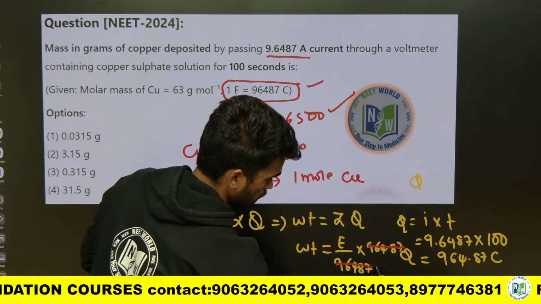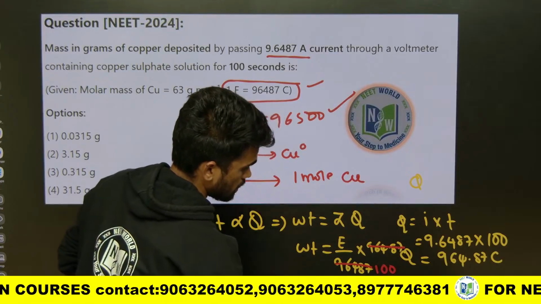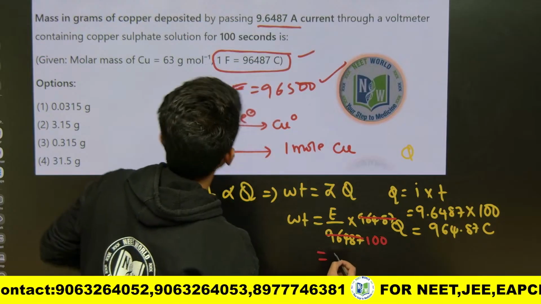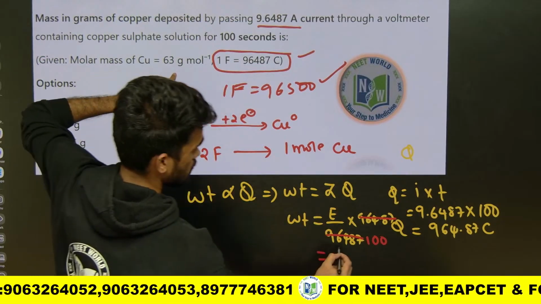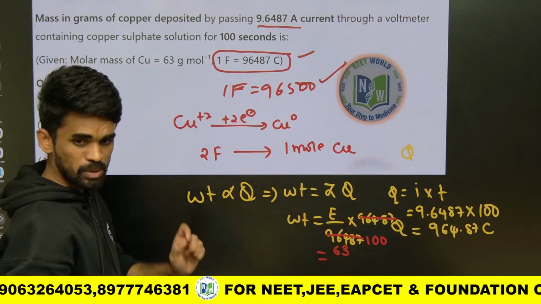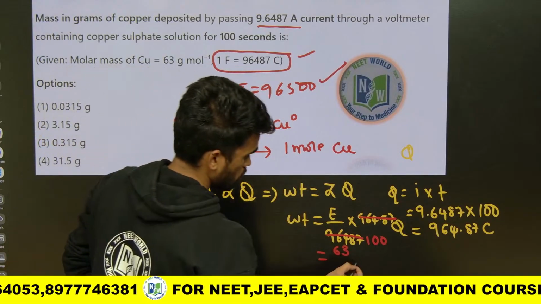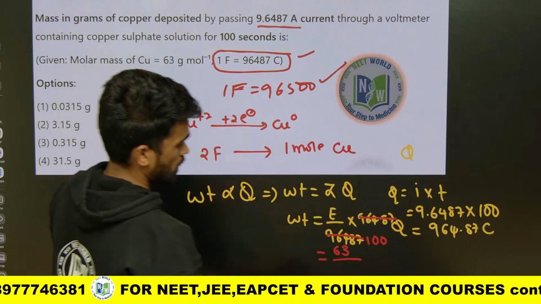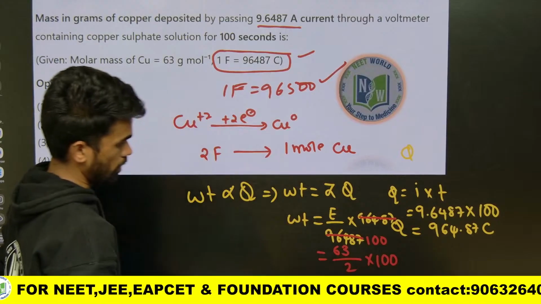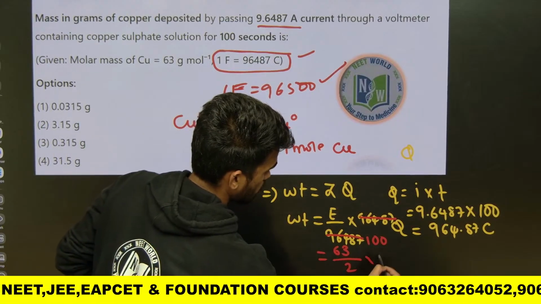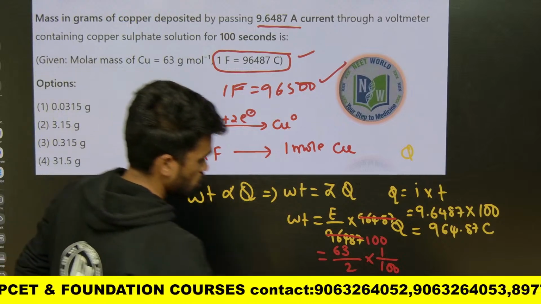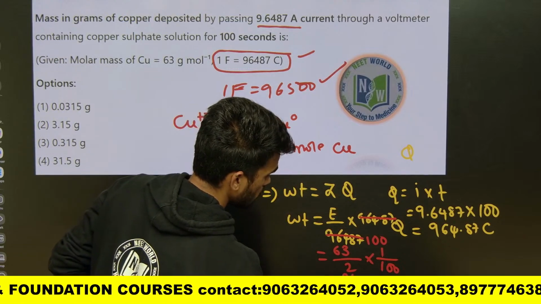What is the equivalent weight? It is its molecular weight divided by n factor. What is the atomic weight of copper? It is 63, because they are asking particularly about the deposition of copper. The n factor is 2, into 1 by 100. So we will get 31.5.